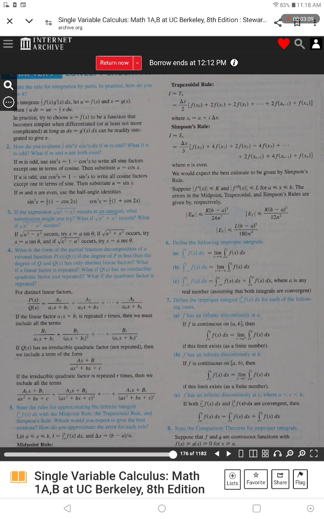If the square root of a squared minus x squared occurs, try x equal to a sine theta. If the square root of a squared plus x squared occurs, try x equals a tangent theta. And if the square root of x squared minus a squared occurs, try x equals a secant theta.